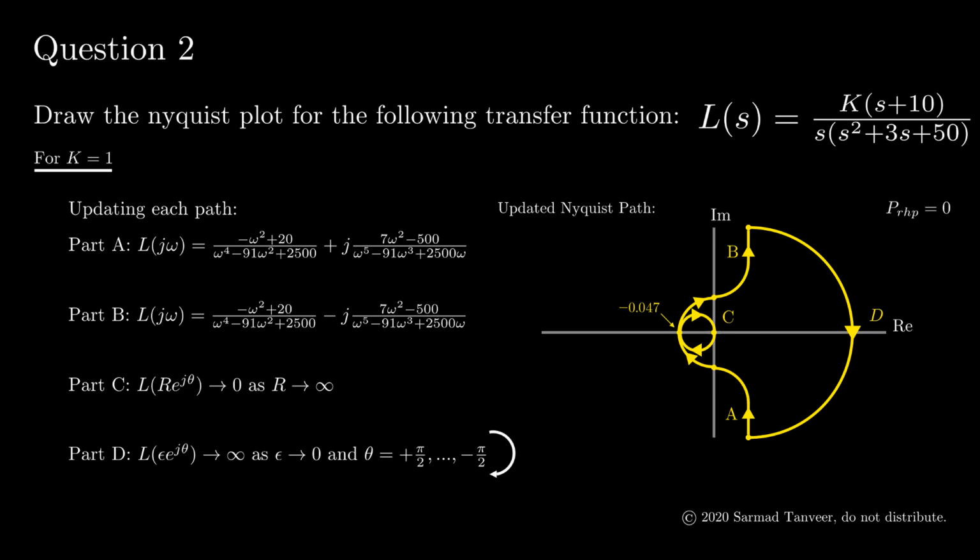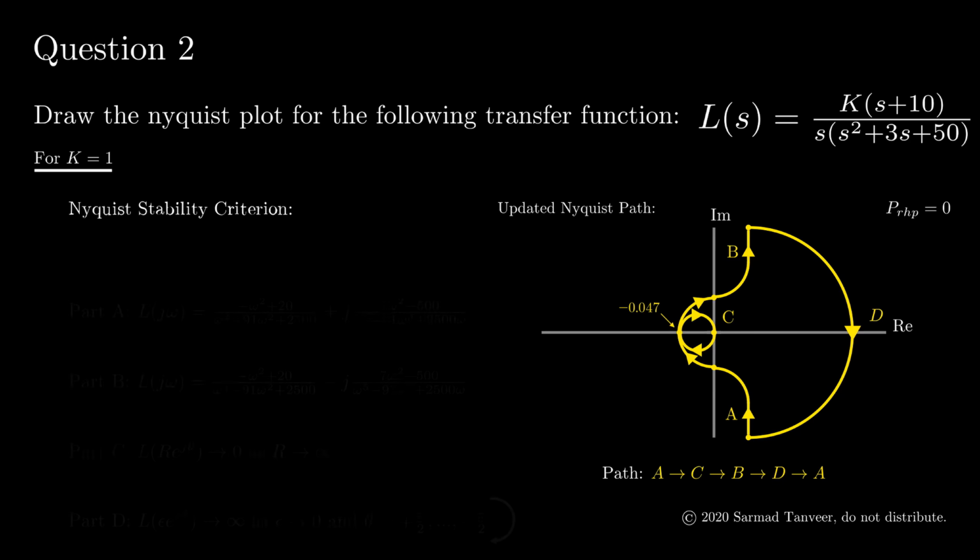Notice that our Nyquist path sequence has remained the same as before. Part A goes to C, goes to B, goes to D, which ends up back at A. Now that we've created our Nyquist path, we can move on towards using it for obtaining stability data.